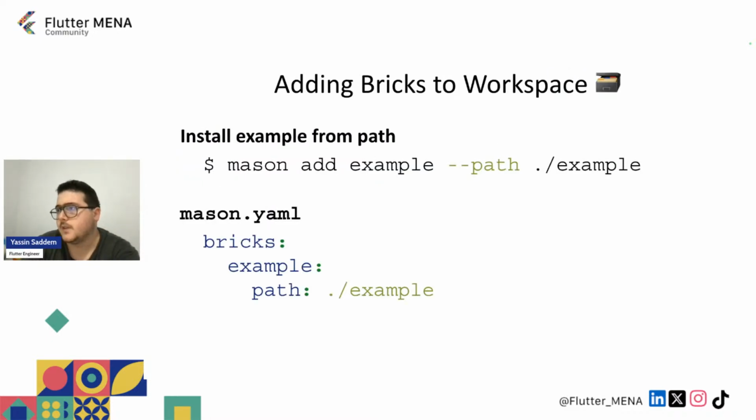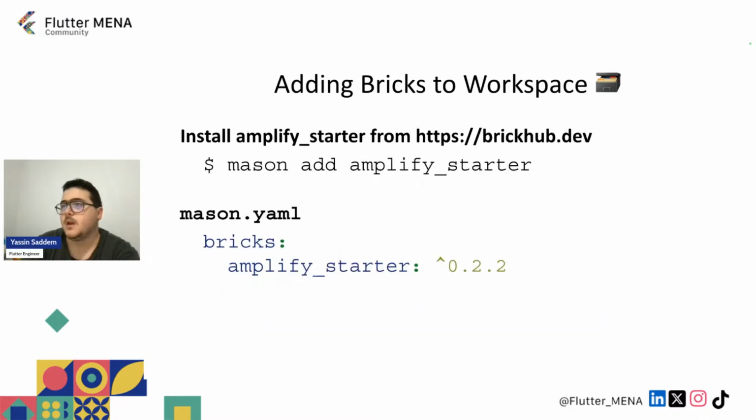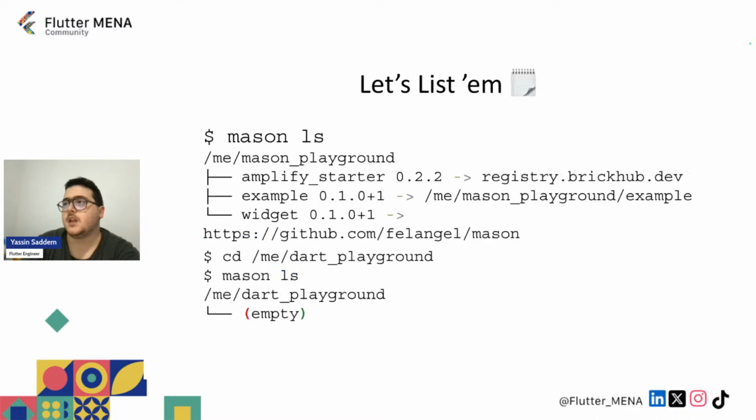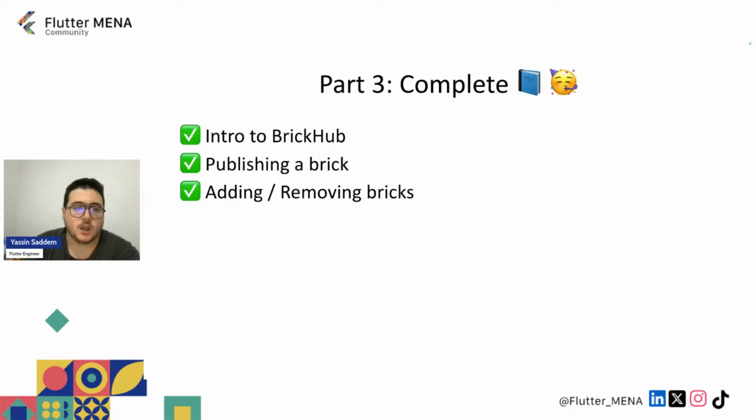We already added the example with the path, and you can add it from GitHub as a link. You can add community bricks. For example, this is an Amplify starter, and you can list your bricks. You can add it globally and list it globally after, and then remove if you want to remove using the Mason CLI. And I think we completed Mason today.